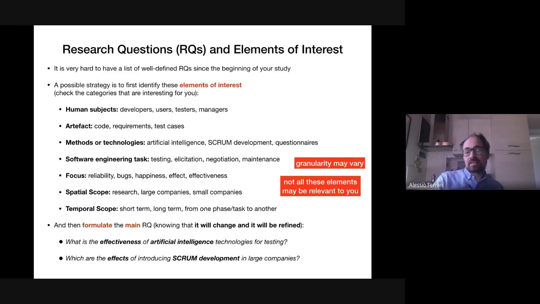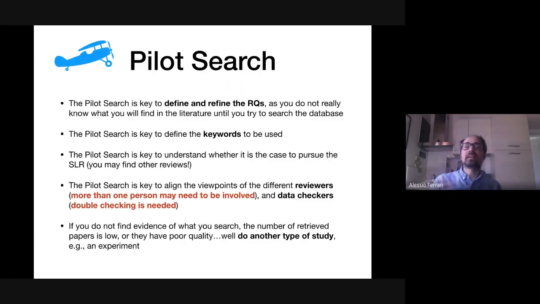And the example can be, what is the effectiveness of artificial intelligence technologies for testing? So in this case, I'm just taking the effectiveness, so a focus, the variable, and artificial intelligence methods or technologies, and the testing as a software engineering task. Okay, so this is an example of how to properly formulate the research question to consider the aspects that may be relevant. Okay, let's go to the pilot search.